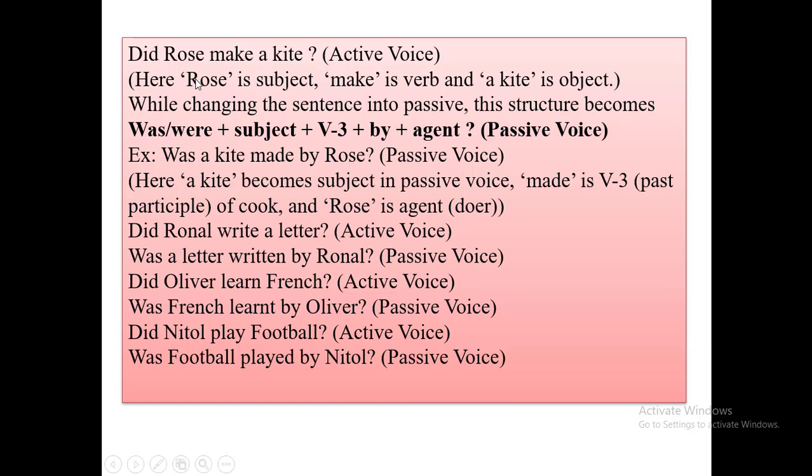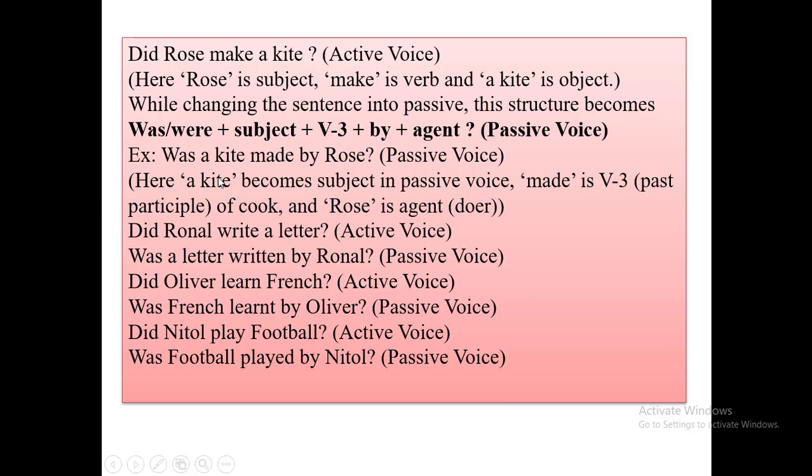Again, here Rose is subject, make is verb and a kite is object. While changing the sentence into passive, this structure becomes was/were plus subject plus V3 plus by plus agent, I mean doer in passive voice. For example, was a kite made by Rose.